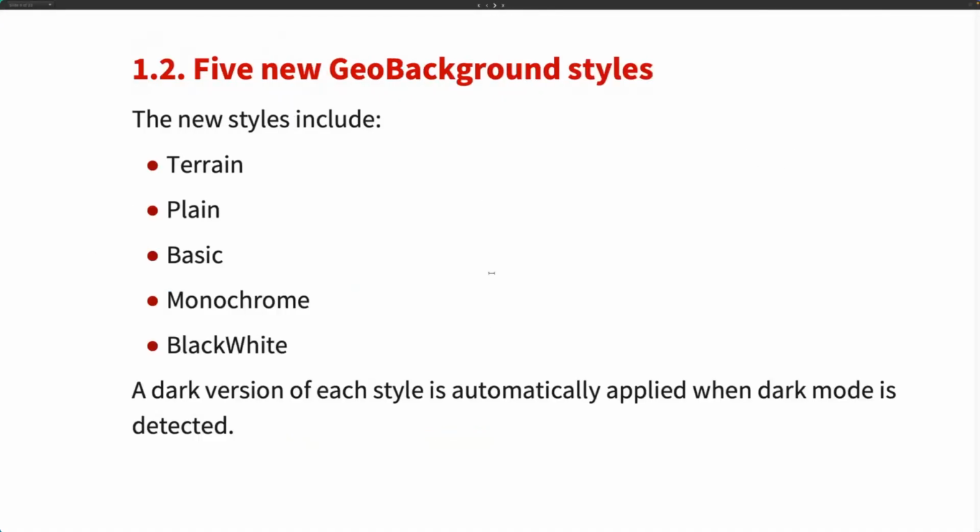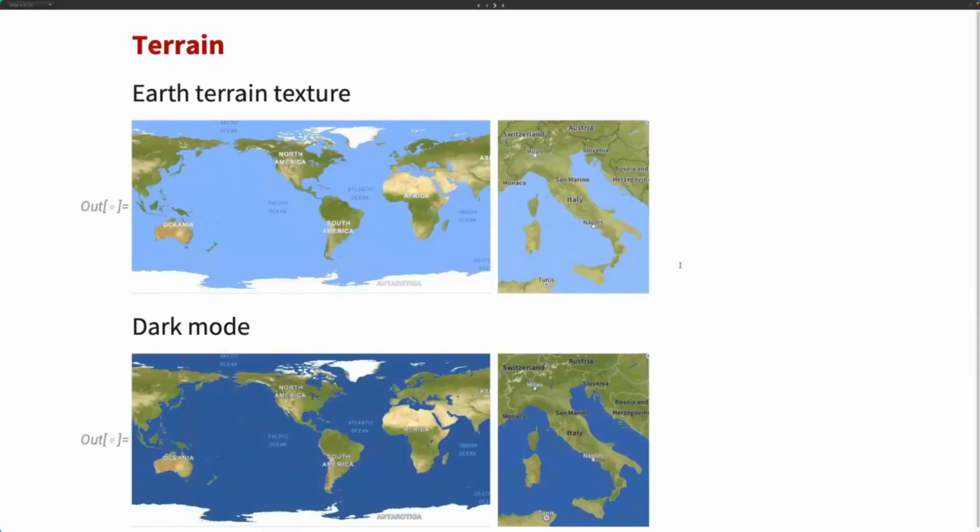There are 5 new geo background styles. The new styles include terrain, plain, basic, monochrome, black and white. And if dark mode is detected, the dark version of each style will be automatically applied. Okay, here's the terrain texture. It's got a nice terrain map. And then here's the actual dark mode version too. And here you can really see the text haloing.